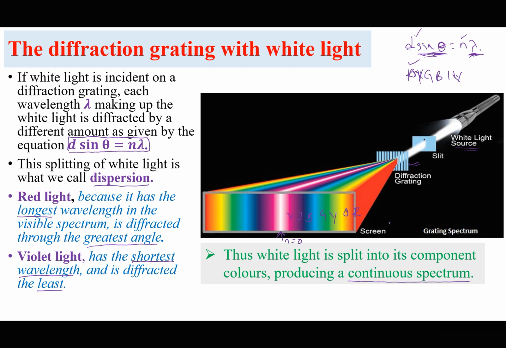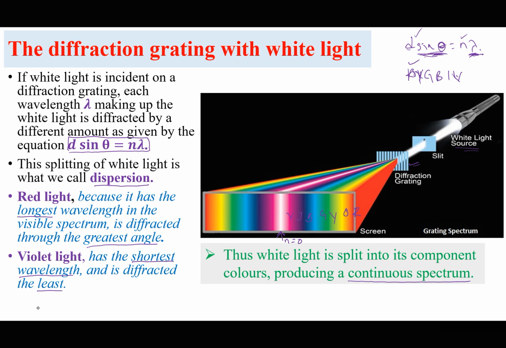So if white light is incident on a diffraction grating, each wavelength making up white light is diffracted by different amounts. The net result would be a central white spot or a central white fringe, which is surrounded by a continuous spectrum of the different colors, with the violet closest and red farthest, because red has the longest wavelength. It has the greatest angle of diffraction.